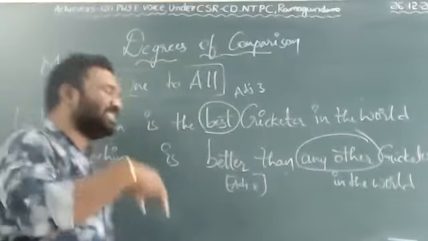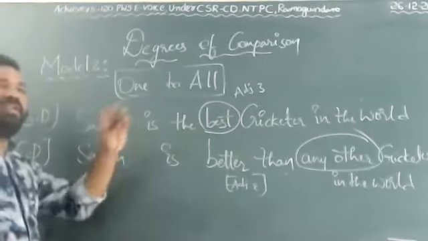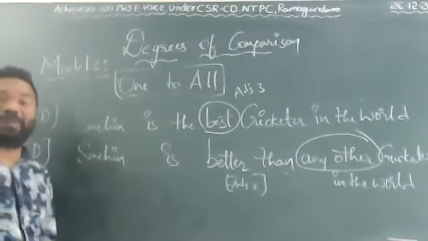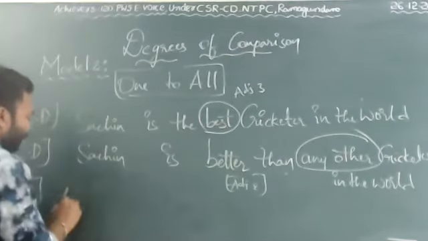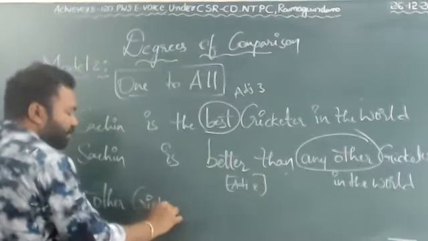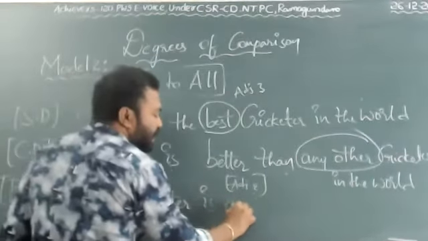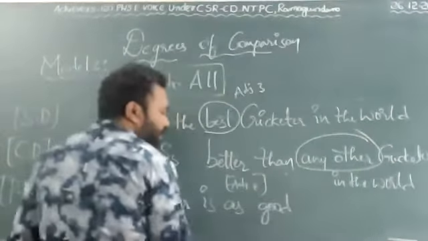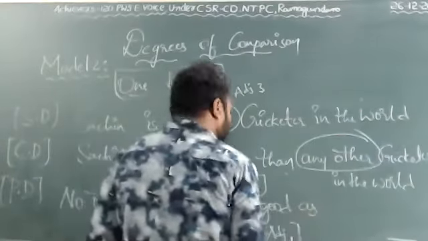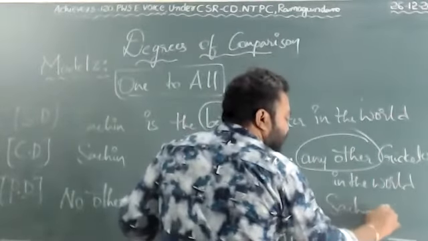Alright, students. Next, positive degree. Oh my God. Already we have compared with all, and here also we are doing our best. Now positively, how can we talk about this one? Look at this, students. No other cricketer is as good. Adjective 1, yes, obviously I have to use adjective 1. As good as Sachin in the world.